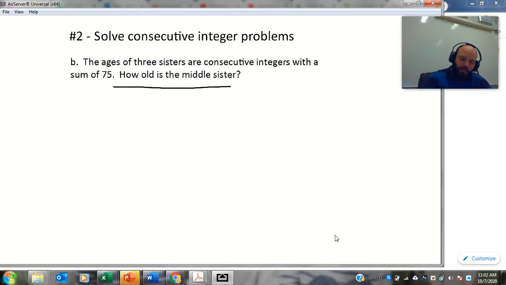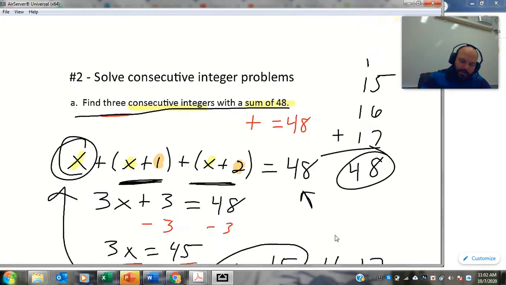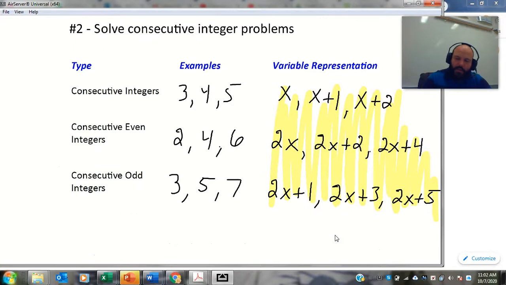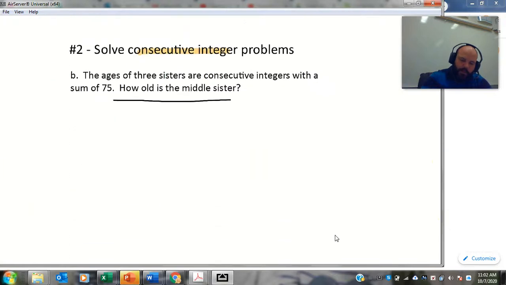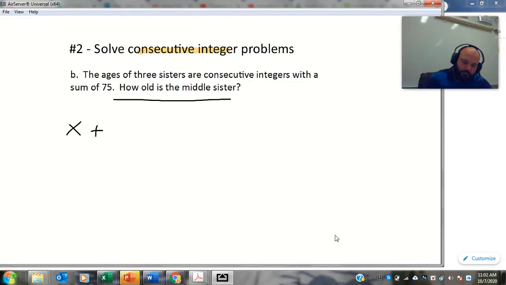So once again, this is a consecutive integer. Going back to this page that I referred to before and looking in the highlighted area, the consecutive integer expression that we're going to use is that one right there. So we'll write our expression. We do need 3, so it's going to be x plus 1 plus x plus 2, and the sum needs to be, as it says right here, 75.